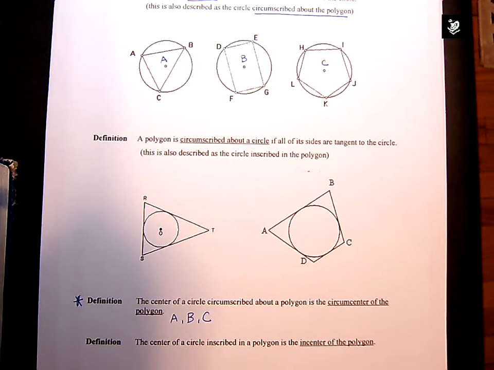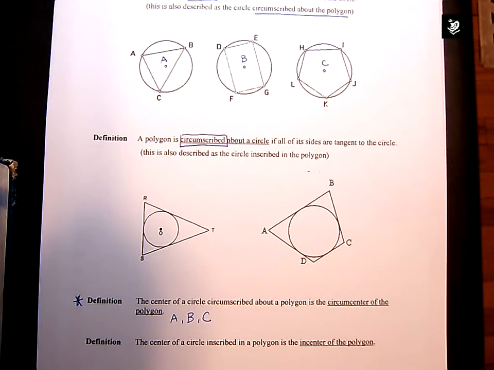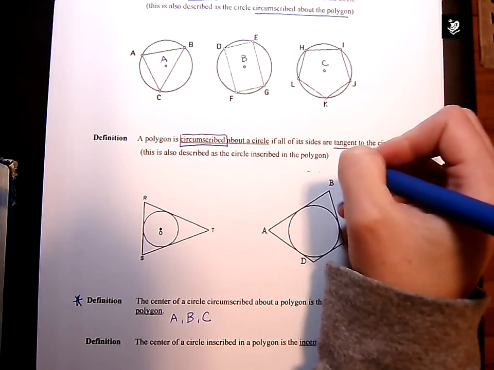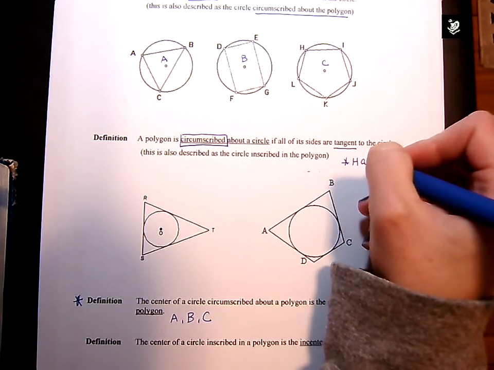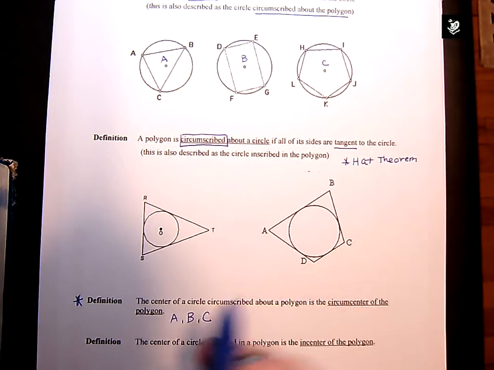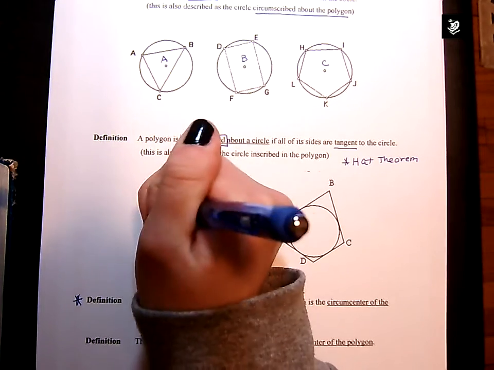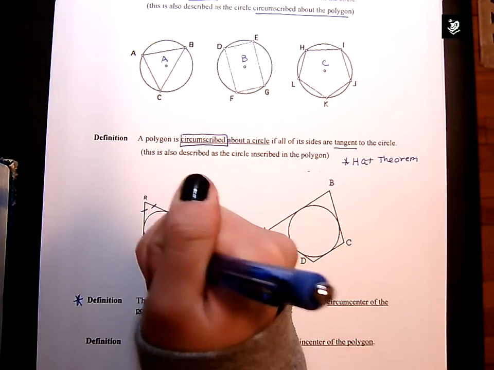The next type of definition we have is when you have a polygon that is circumscribed about a circle. This time the polygon is on the outside, and all of its sides are tangent to the circle. So what's happening here? You basically have a hat theorem situation going on all around the circle. Remember those walk around problems? Just like that, you've got all these congruent tangents.